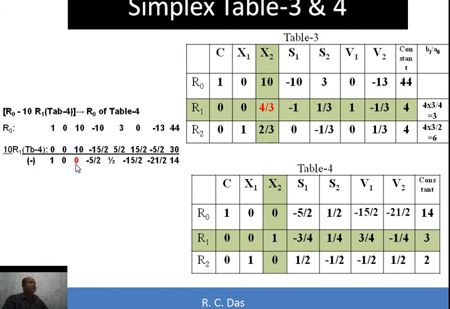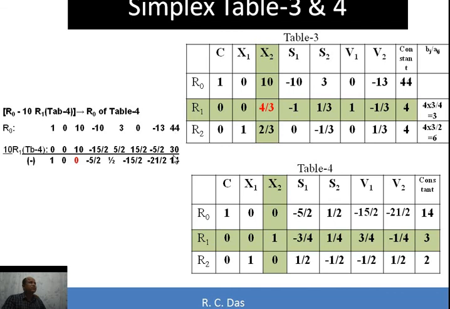1, 0, 0. See, minus 10, minus plus 15 by 2. Ultimately, we will have minus 5 by 2. And 3 minus 5 by 2 is half. 0 minus 15 by 2 is minus 15 by 2. Minus 13 plus 5 by 2 is 21 by 2.